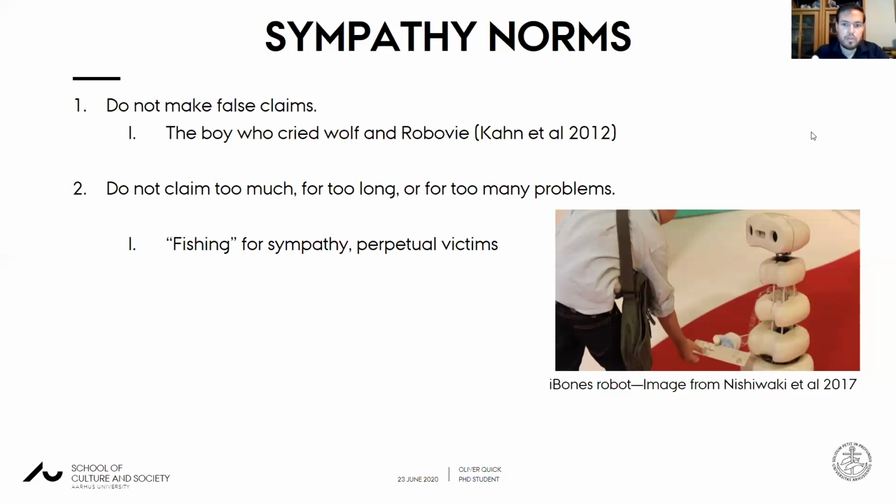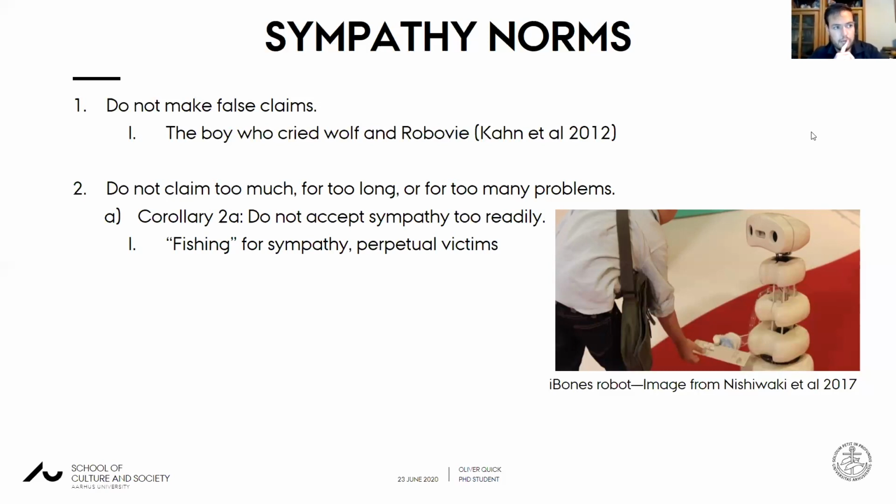Violation of this norm will lead to people not wanting to sympathize at all, sympathizing less, or simply offering very superficial sympathy, saying, oh, I'm sorry to hear that. Oh, that's too bad. So it's an important norm. She adds a corollary to this norm. Don't accept sympathy too readily.